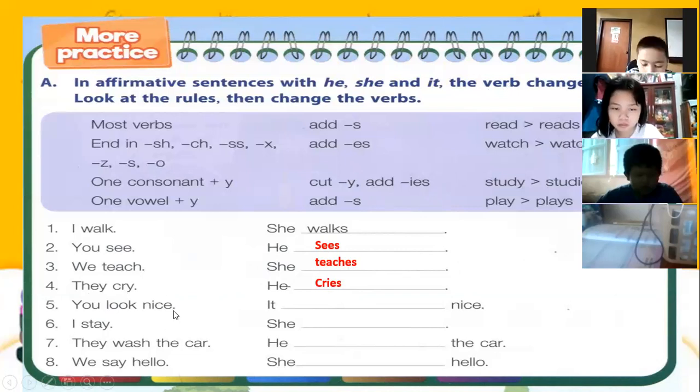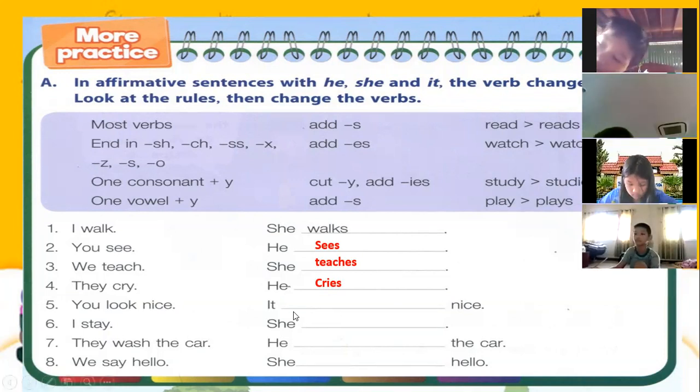Now, you look nice. Here, what are we going to do? We are going to add S or ES. It looks nice, and we are going to add S. Looks. Now, I stay. You can see here the vowel A plus Y. So what will be the next? She stays. We are going to add a simple S, because you can see the vowel right before Y. So that means stays.